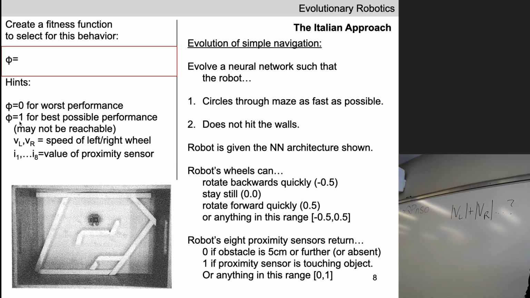We want phi to be maximal. We want it to obtain a value of 1 when the robot is doing a really good job of what we want it to do, and a value of 0 when it's maximally misbehaving.